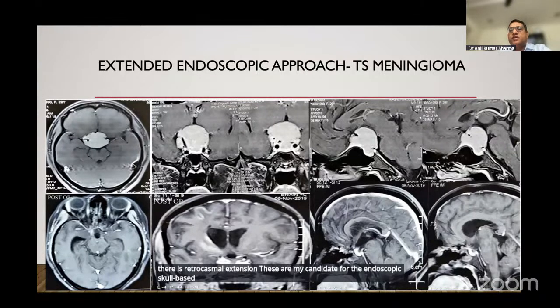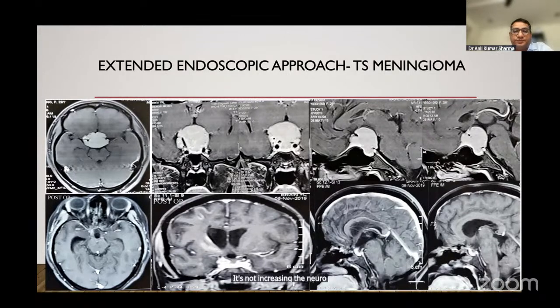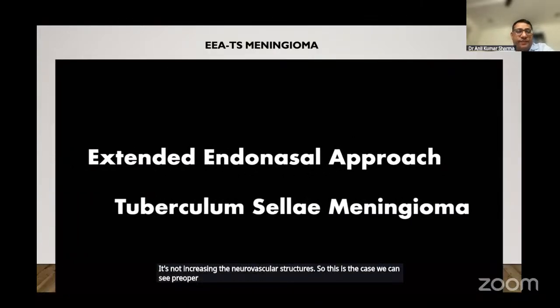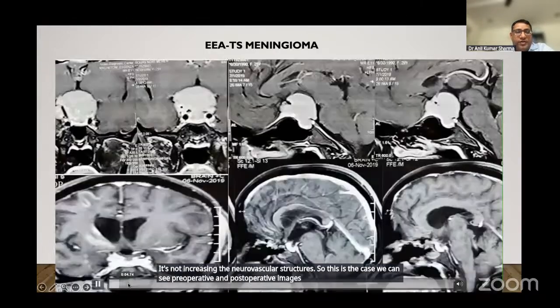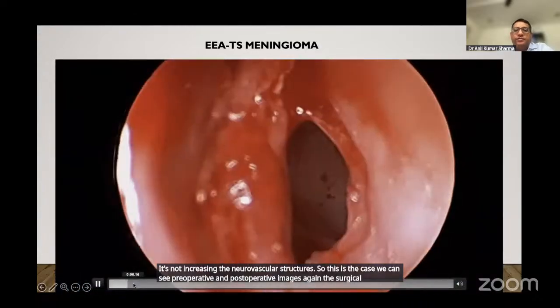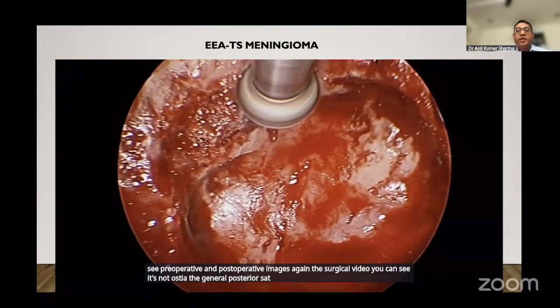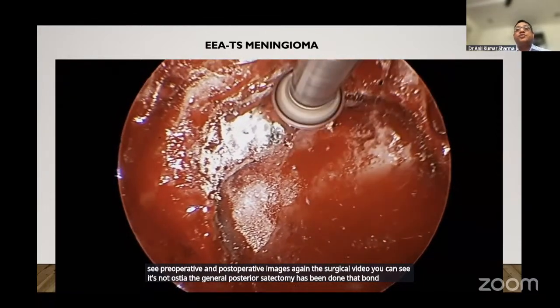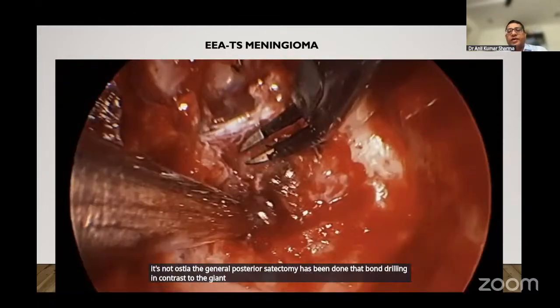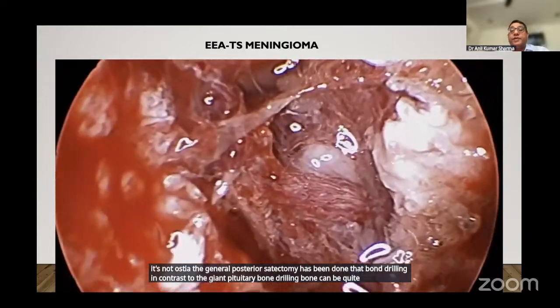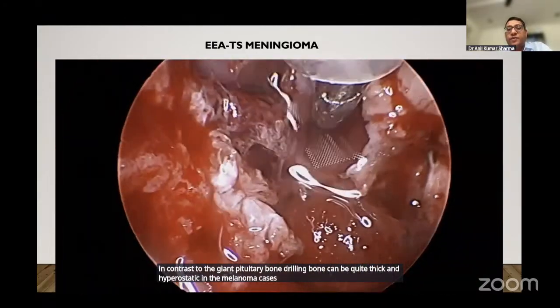And when there is no lateral extension, it is not encasing the neurovascular structures. So this is the case. We can see preoperative and postoperative images. Again, in the surgical video, we can see the sphenoid ostia, and the posterior septectomy has been done. Bone drilling, in contrast to the giant pituitary, bone can be quite thick and hyperostotic in the meningioma cases. So we need to drill that bone.